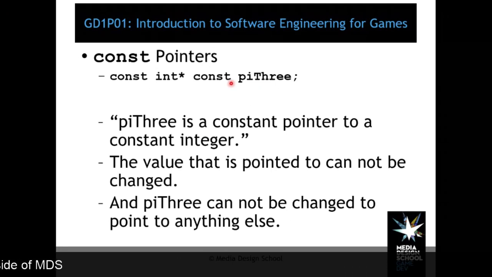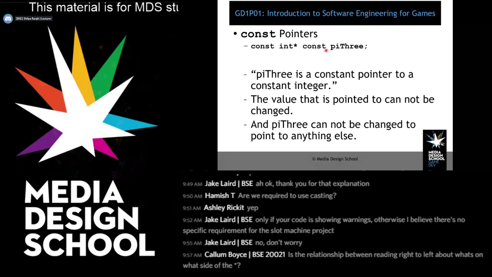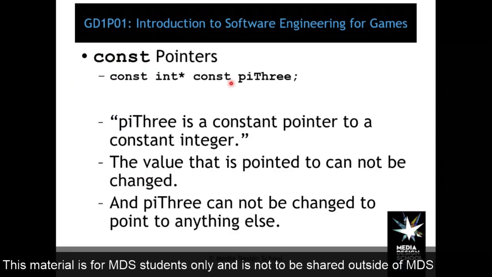All right. Have you understood this? Constant pointer to a constant integer. So read it backwards always. It'll be much easier for you to decipher what it means. All right. So any doubts?